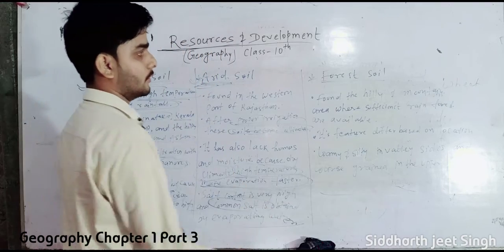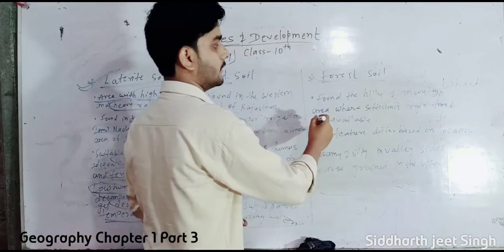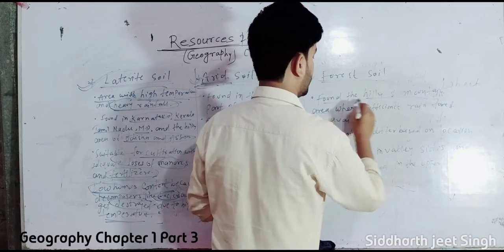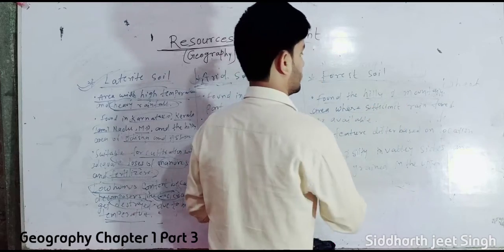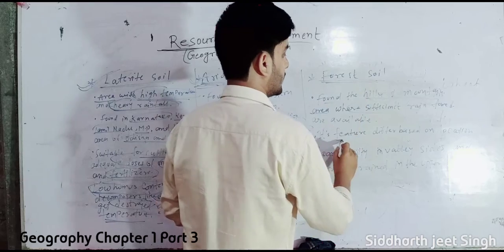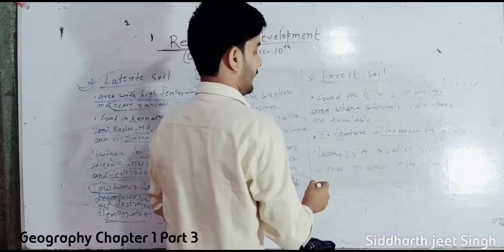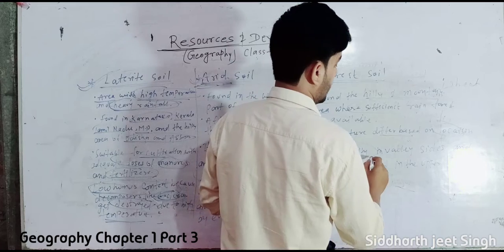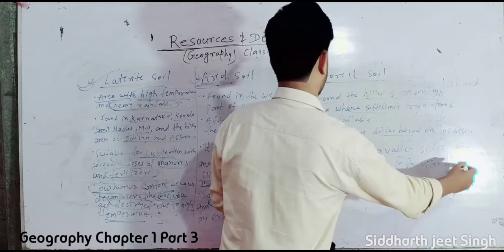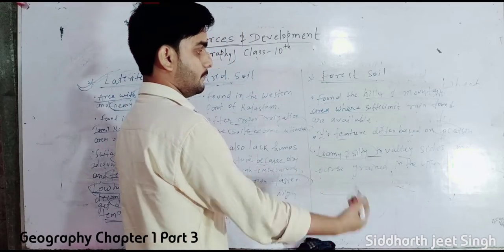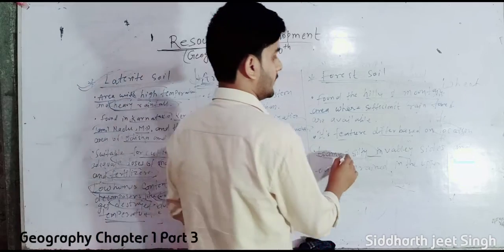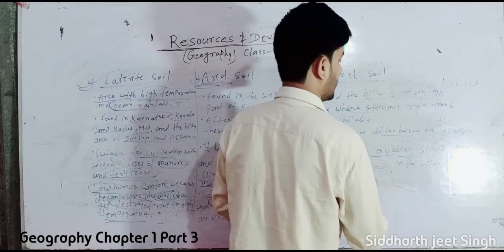And now we will see forest soil. Forest soil is found in hilly and mountain areas where there is sufficient rainforest. Its features differ based on location: it is loamy and silty on the valley sides and coarse-grained on the upper sides.